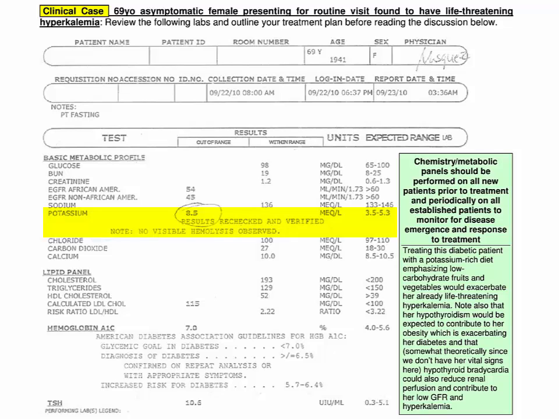And again, we're looking at potassium of 8.5. 6 is a panic value, so 8.5 is outrageous. So we had this patient transported to the hospital immediately.